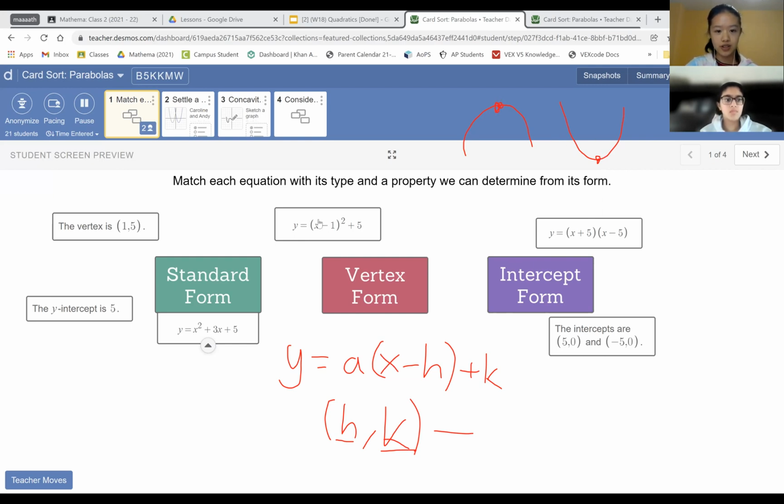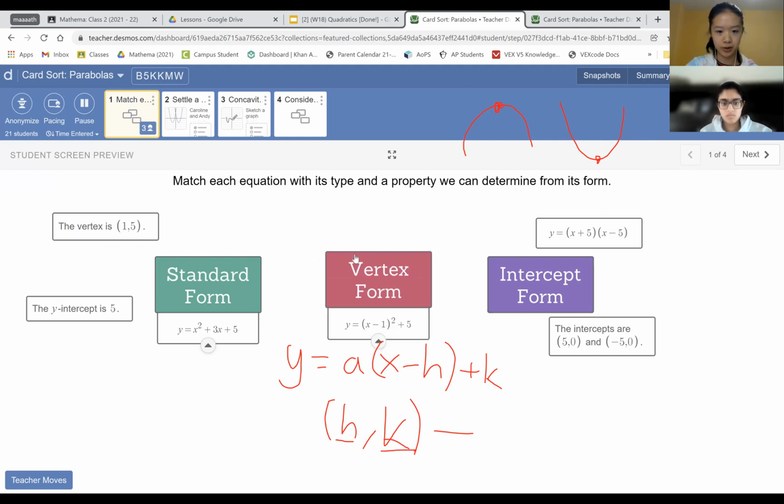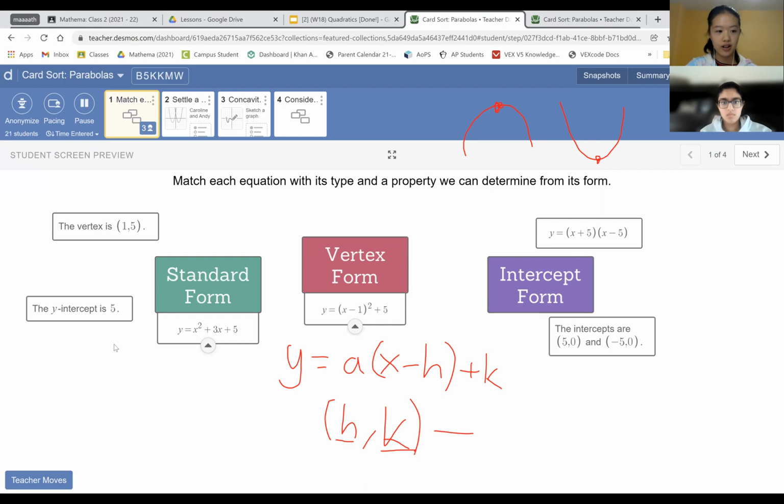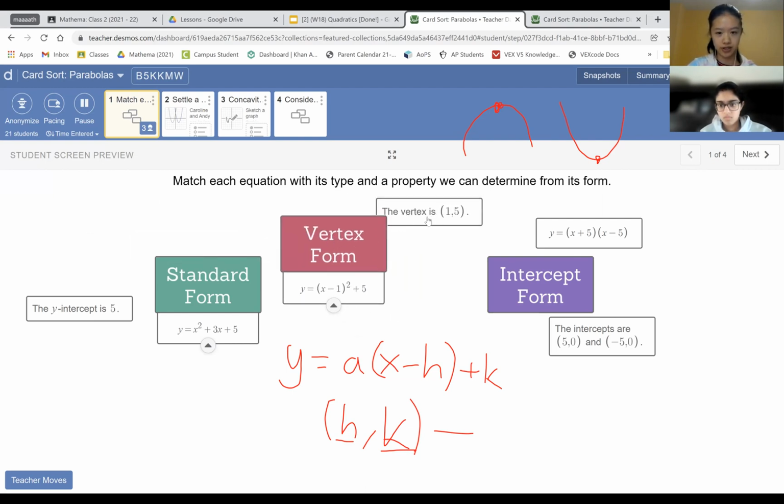So this equation here, y equals (x minus 1) squared plus 5, this would be in vertex form. And also with vertex form, it's very easy to find the vertex. So this would also go under vertex form, because it's one way that you can find the vertex.